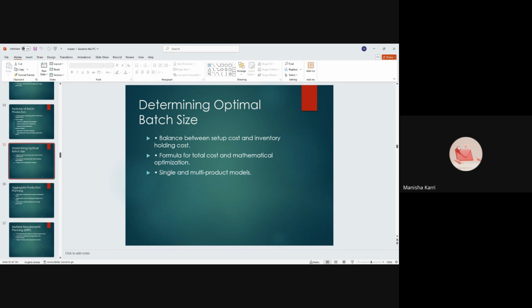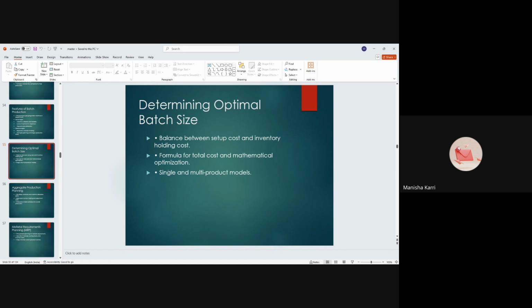And second one is, as you can see in the PPT, formula and optimization. In the formula and optimization, the total cost formula combines setup and holding cost to calculate the total cost for different batch sizes by using mathematical optimization. You can find the batch size that makes total cost the lowest. For example, a smaller batch increases the setup cost but reduces the holding cost, while larger batches do the opposite. Optimization helps find the balance that minimizes overall expenses, right?